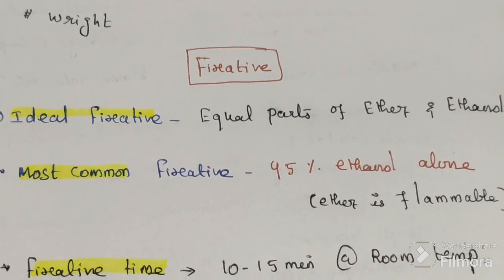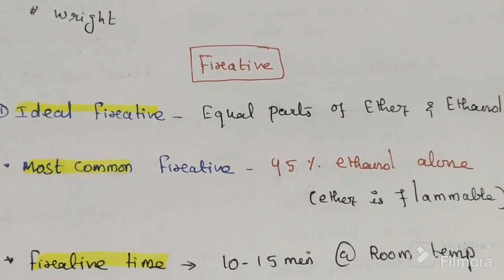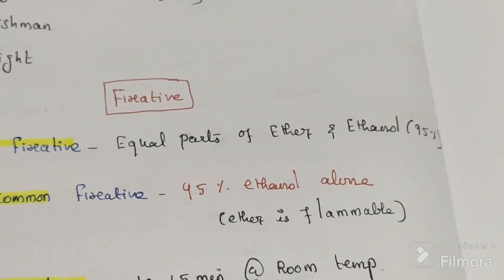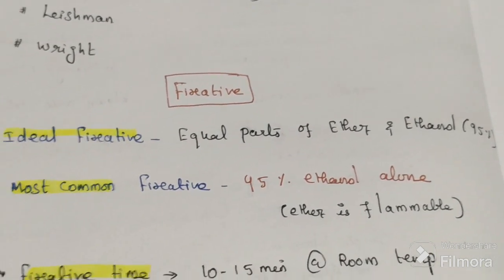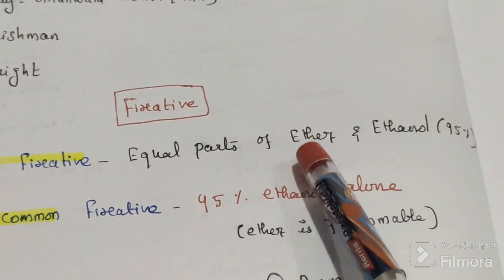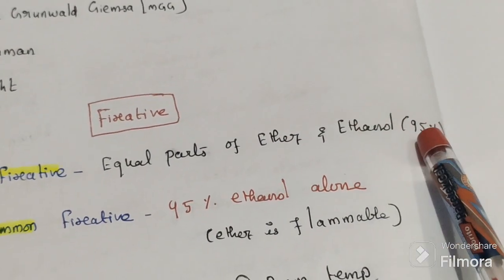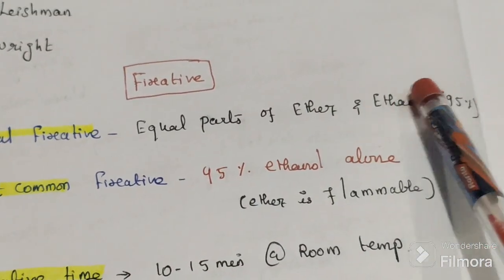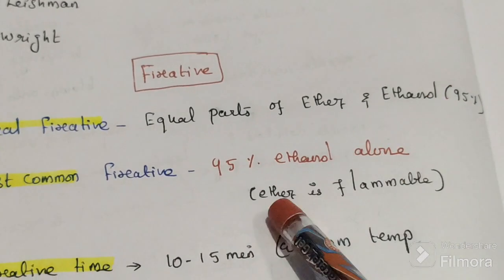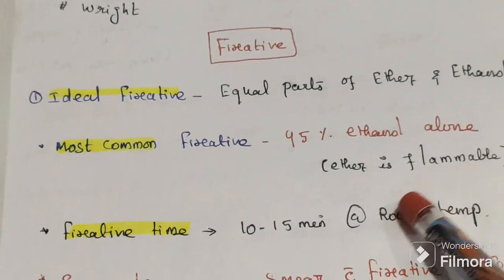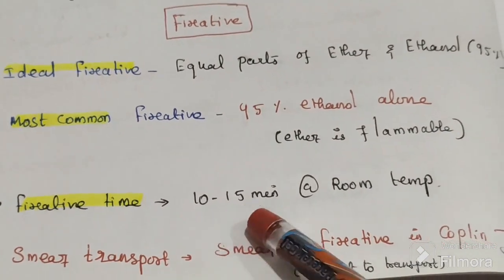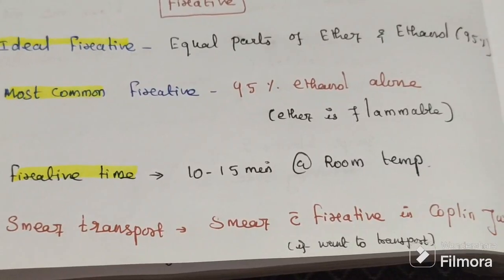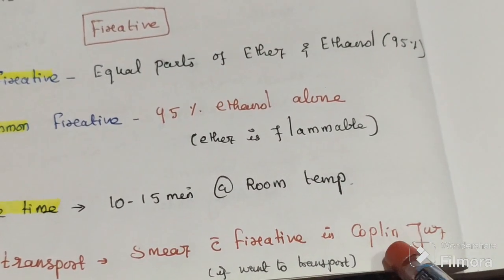Next, fixative. Ideal fixative: in this one we are using equal parts of ether and 95 percent ethanol. What is the fixative? Ideal fixative means equal parts of ether and ethanol, 95 percent. Most commonly we are using 95 percent ethanol because ether is flammable. Then fixative timing is 10 to 15 minutes at room temperature. Suppose we want to transport the smear, then we use a coplin jar.